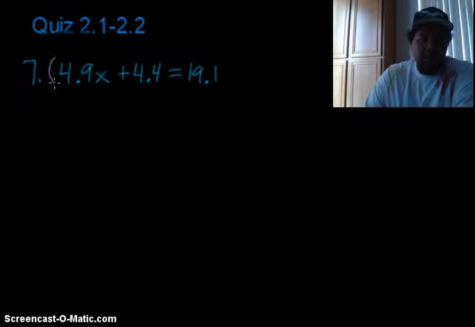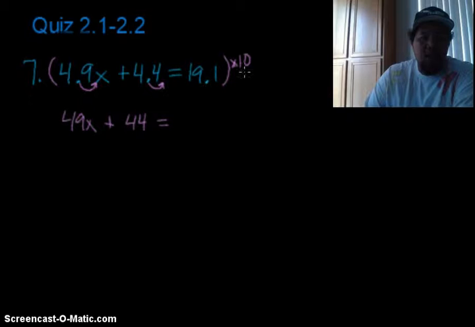In doing so, what happens physically is that the decimal points all move one place to the right. So I usually don't write this multiplication, but I just want you to see where it's going. So if I multiply 4.9 times 10, that becomes a 49. So that becomes 49x plus, if I multiply 4.4 times 10, that becomes 44.